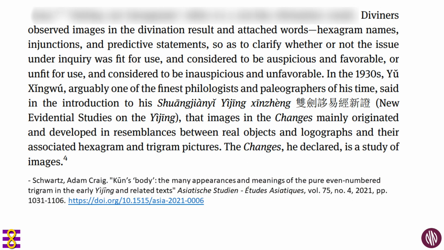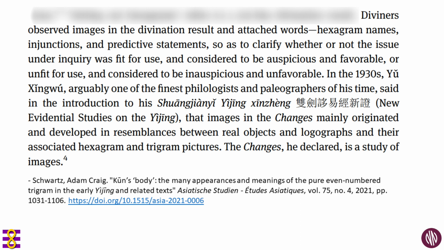And I thought that in Adam Schwartz, he is writing a series of articles about the names of the eight trigrams. Interesting. Why do these trigrams have certain meanings associated with them? And in his latest article, which deals with trigram Earth, he says, and this actually shows how he thinks that oracles like the I Ching came to be, he says diviners observed images in the divination result and attached words, hexagram names, injunctions, and predictive statements, so as to clarify whether or not the issue under inquiry was fit for use and considered to be auspicious and favorable, or unfit for use and considered to be inauspicious and unfavorable.